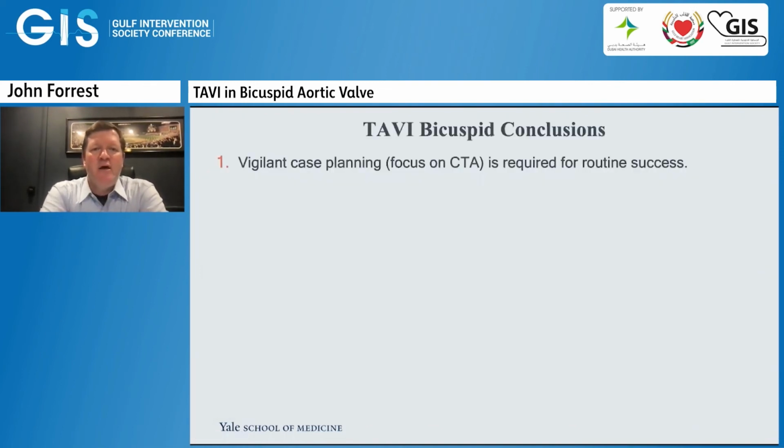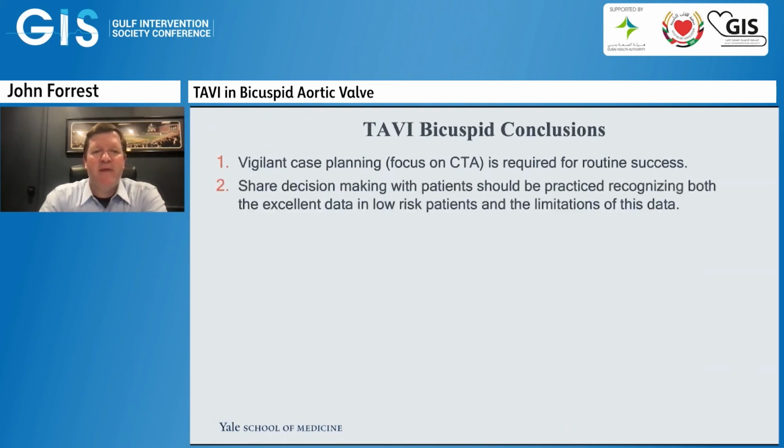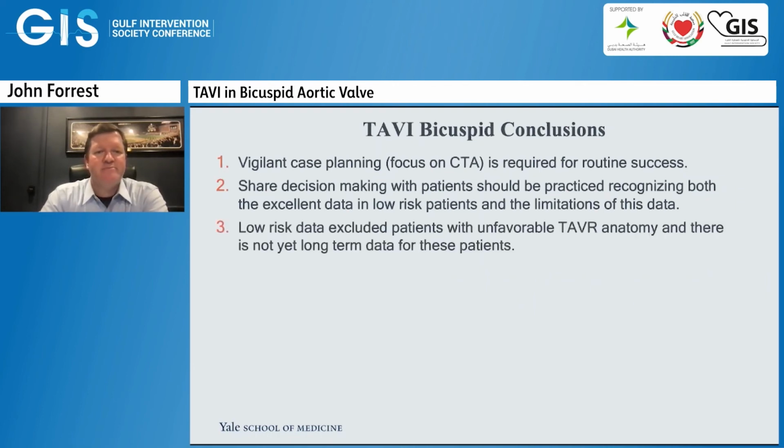So in conclusion, for TAVR and bicuspid valves, I think it's critical that vigilant case planning with a focus on the CTA is done for all patients. It's important that we undertake shared decision-making with our patients, recognizing both that there's excellent data in bicuspid patients, including low-risk patients, but there are limitations to this data. Some of the limitations include the fact that patients who had unfavorable TAVR anatomy weren't included.